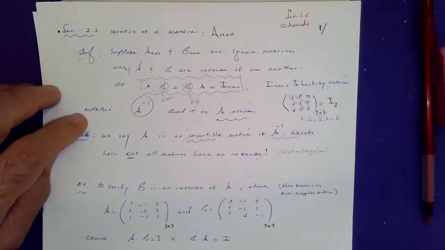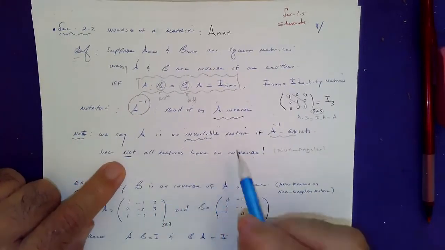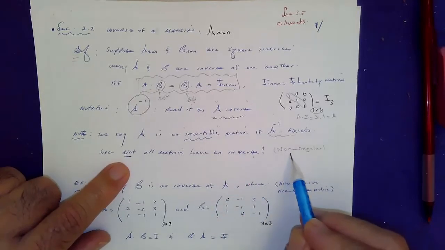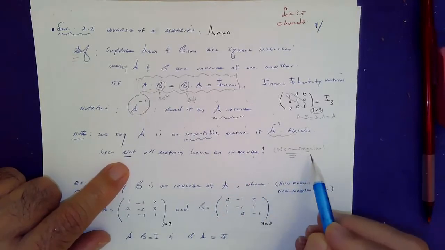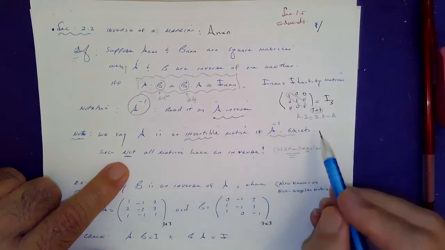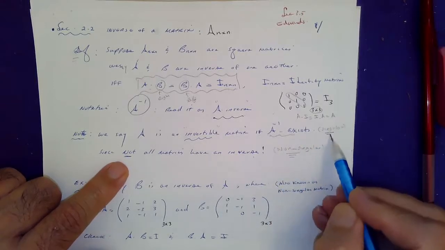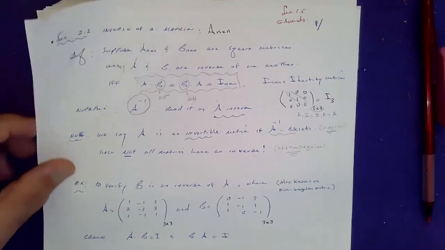The reason we say that is because not all matrices have an inverse. If they don't have an inverse, then we call those singular, whereas those that do are called non-singular matrices. Do you see it? Okay.